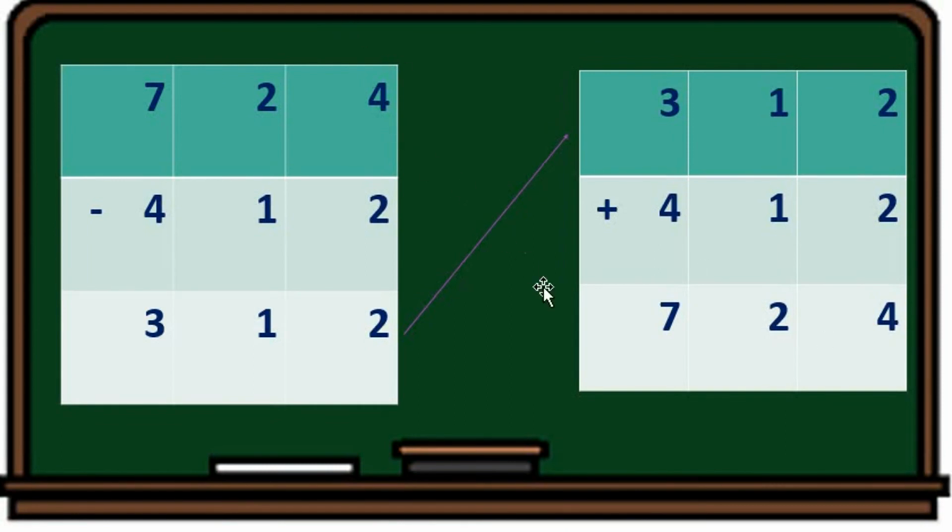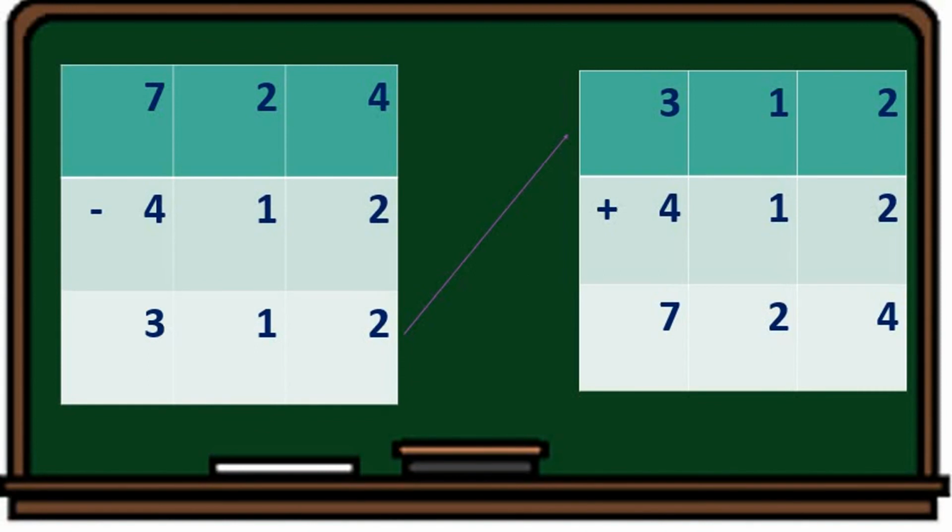Now you can see 724 here and 724 there, with 312 and 312. This is called checking subtraction with addition. First we do the subtraction and then check it with addition. Got my point, all students?